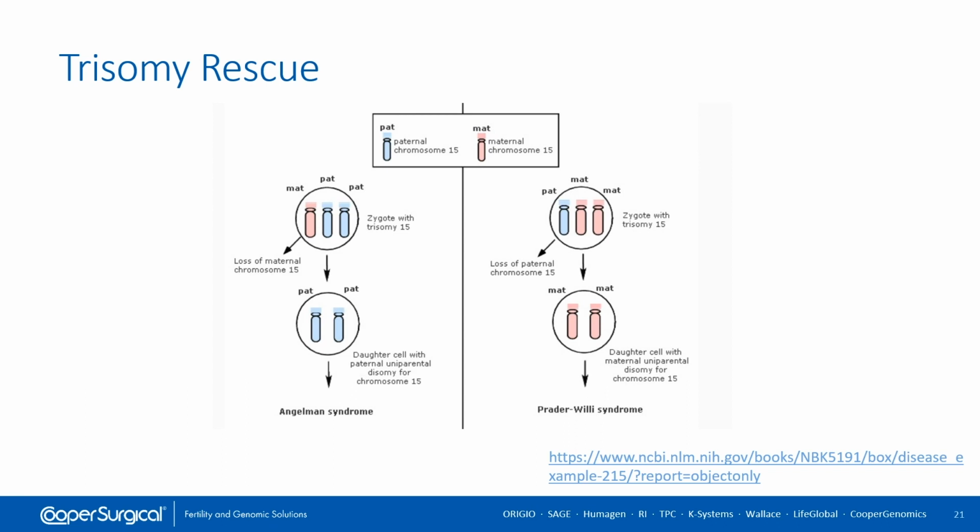UPD can occur as a result of a trisomy rescue event. On the left side of the picture, you'll see that there are 2 paternal copies of chromosome 15 and 1 maternal copy. If the maternal copy is lost, the result is paternal UPD for chromosome 15 and would result in Angelman syndrome. The reverse is true for the right side of the picture. In this case, there are 2 maternal copies of chromosome 15 and 1 paternal copy. If that paternal copy is lost, the resulting daughter cell would have maternal uniparental disomy, and that would cause Prader-Willi syndrome.